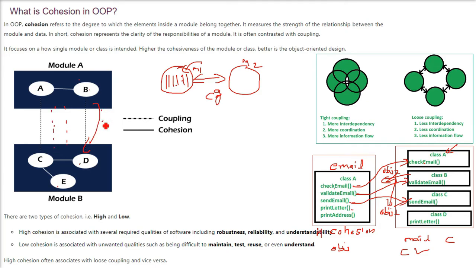The higher this line is, the worse the design is. And coupling should be as low as possible. High cohesion is associated with robustness, reliability, understandability. Low cohesion means difficulty to maintain, to test, to reuse, to understand. So high cohesion is often associated with loose coupling.